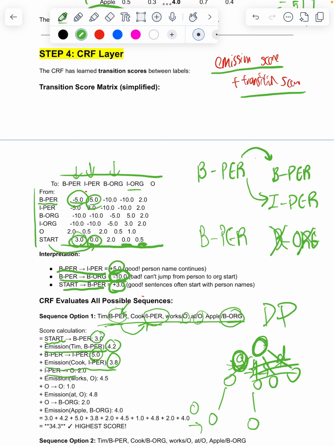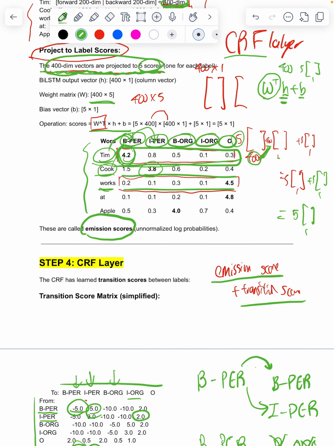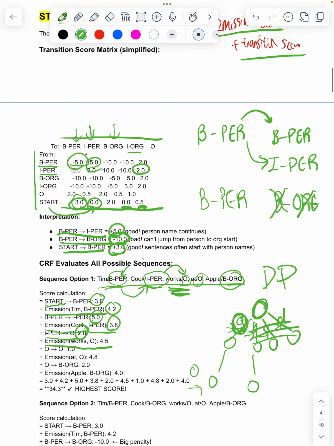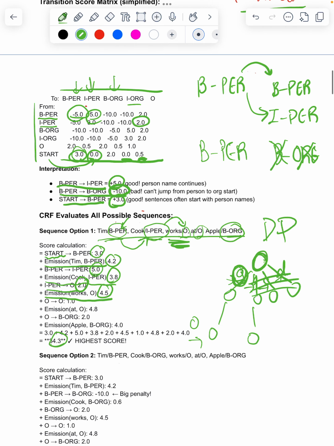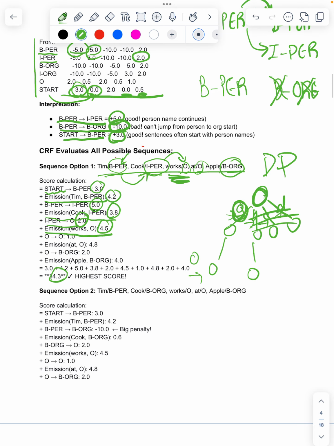And then IPER to O, that would be 2.0. Emission works at O, so what's the cost of emissions? Works at O would be 4.5, right? And then you get the idea, and if we do the rest, you get a tallying score of 34.3.